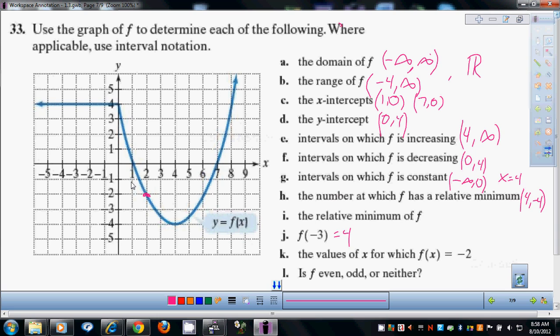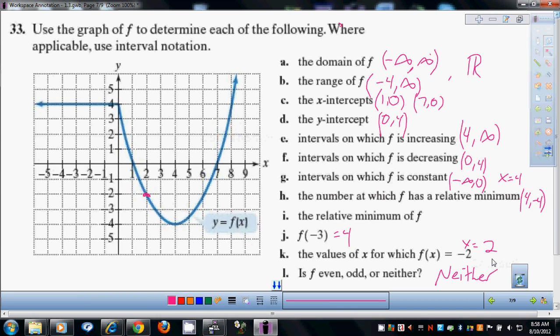Is this even, odd, or neither? Right. I haven't called on you either, but you stepped up too. Neither. I don't remember what this was. This was 2, right? X equals 2. So, this is neither. It is not symmetrical around either part. Questions?